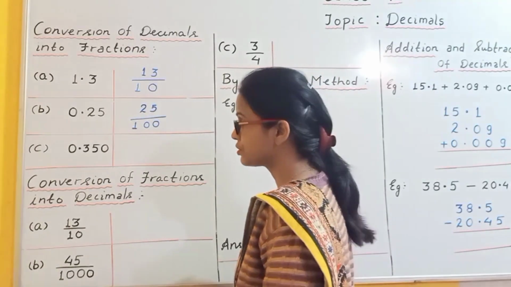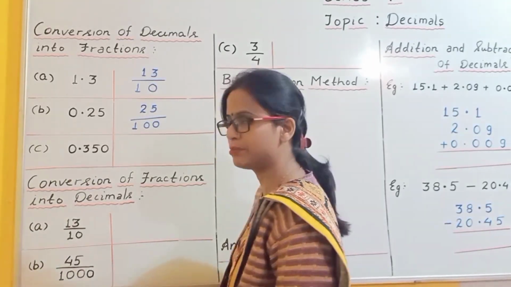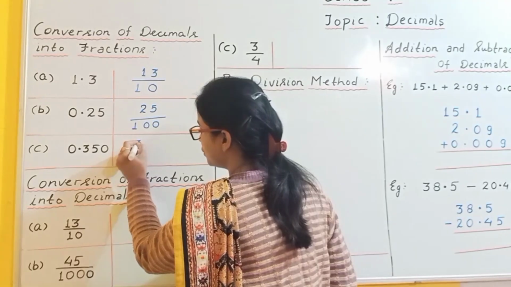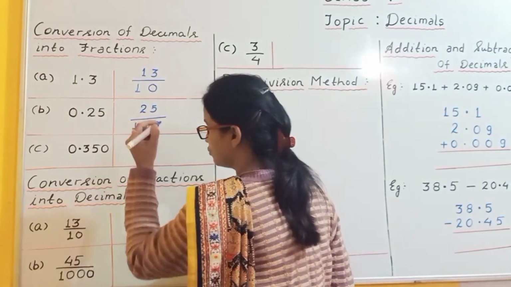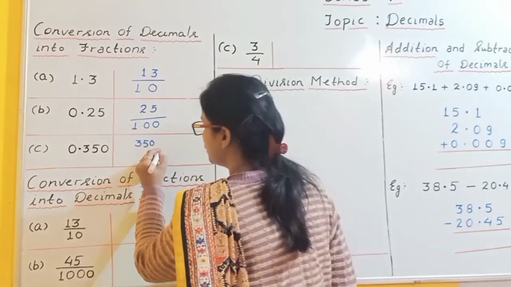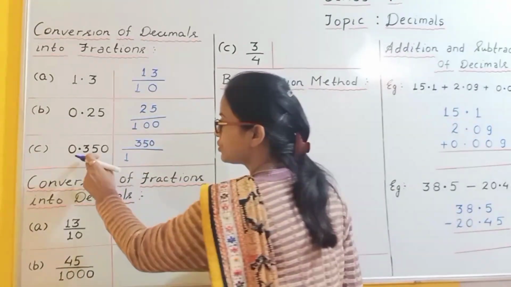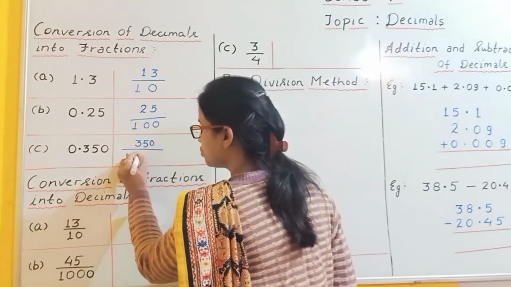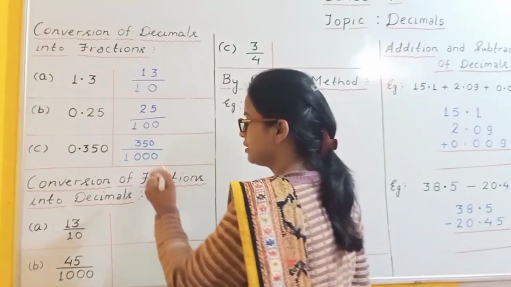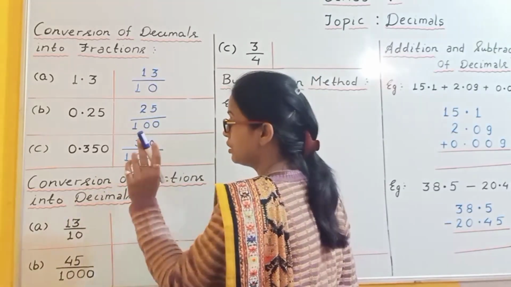Now the last, children, 0.350. Here the number of decimal places is 3. So the numerator will be 350. I told you, remove the decimal and the numerator will be formed. Now form the denominator. Now there are 3 decimal places, so put 1, 2, 3 zeros after 1, and this will be the denominator. Hence the fraction is 350 upon 1000.